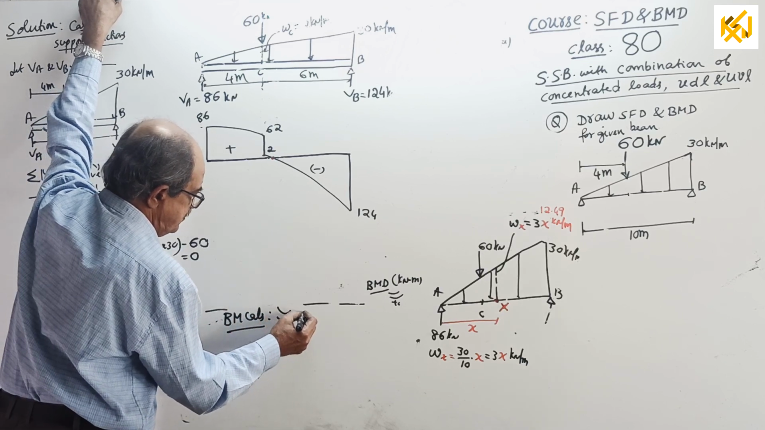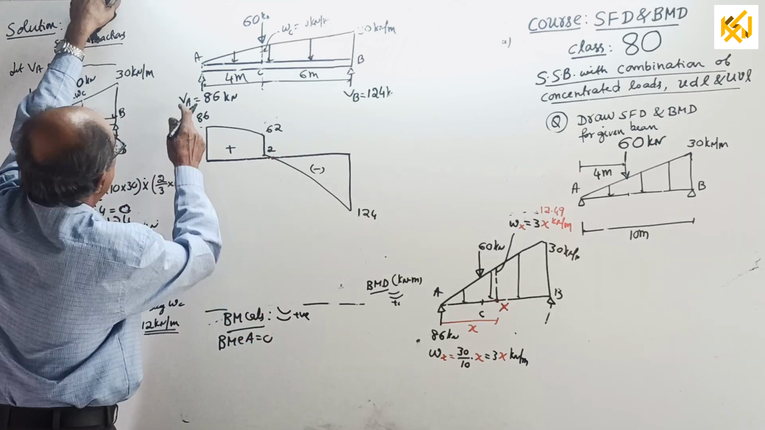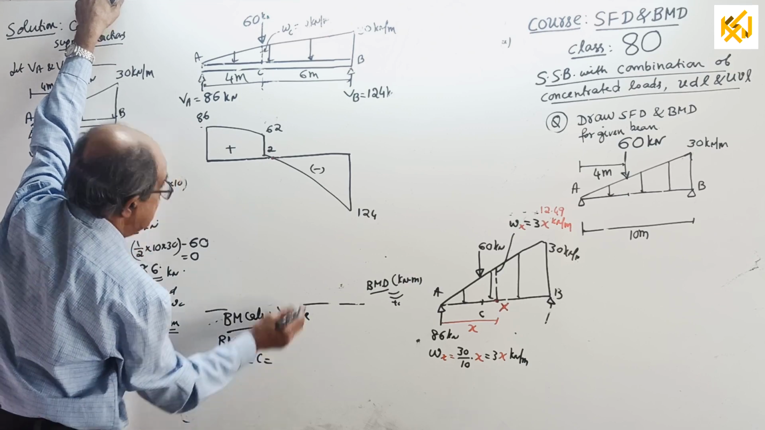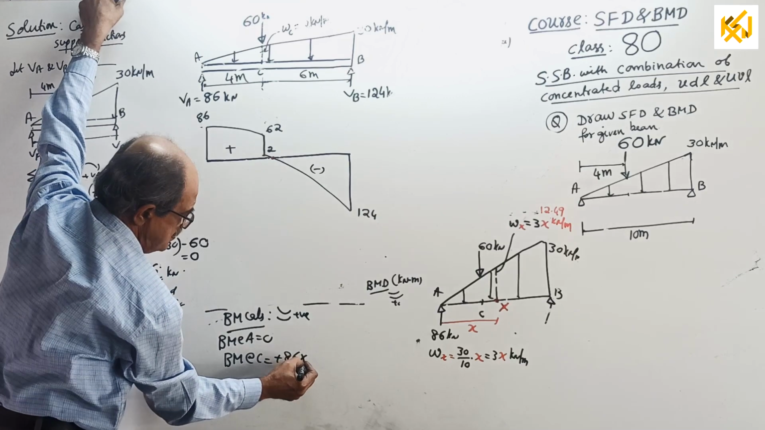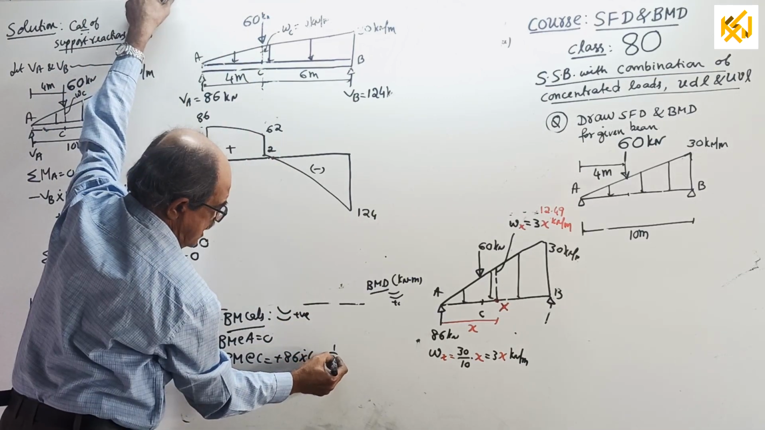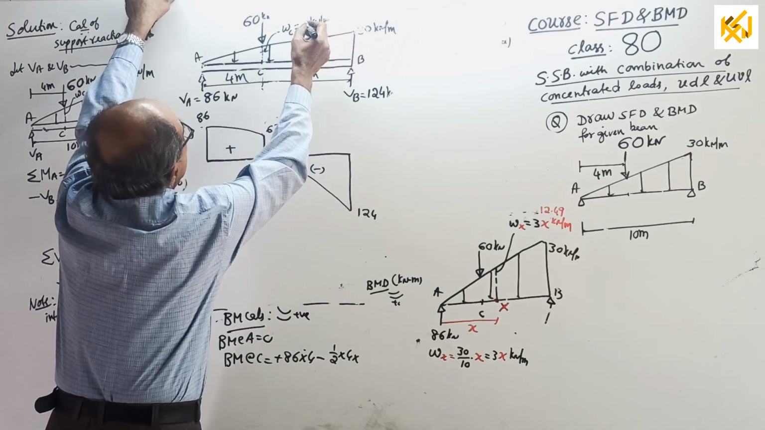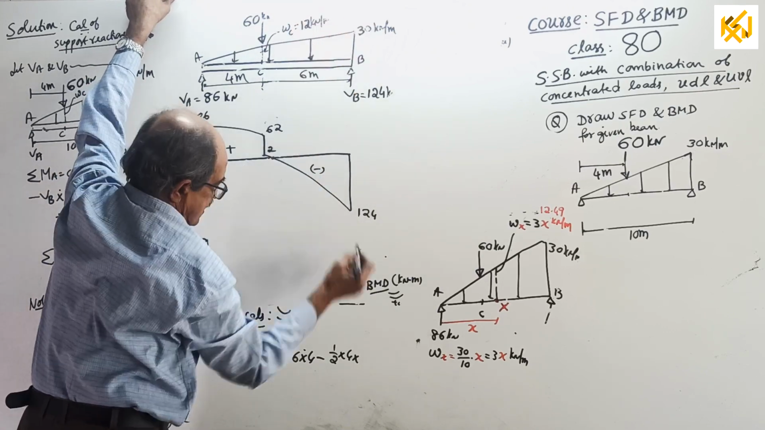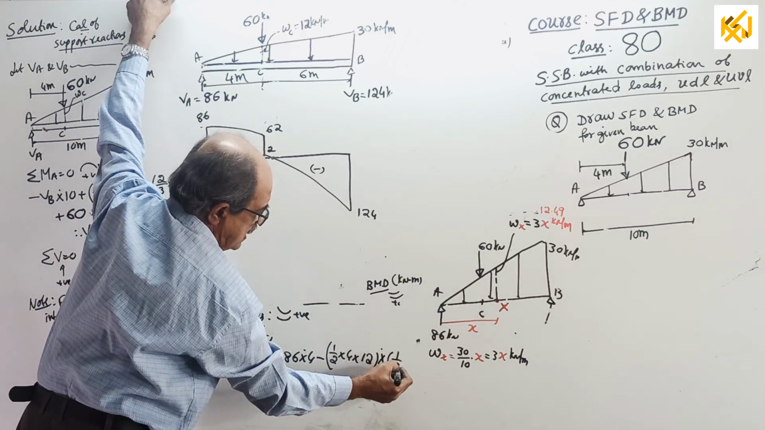Sagging positive. Bending moment at A equal to 0. Then you require bending moment at C equal to, look this side, plus 86 into 4 minus moment of this much load. Half into 4 into intensity. How much is it? 30 here. This is 12, I think. Yes, 12. Half into 4 into 12 is the total load, into 1/3 of 4.